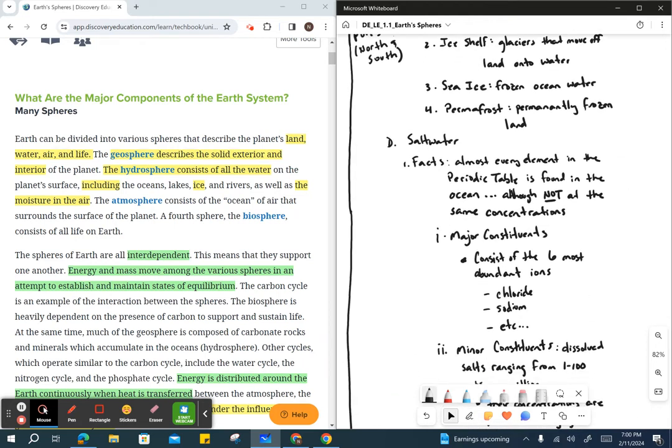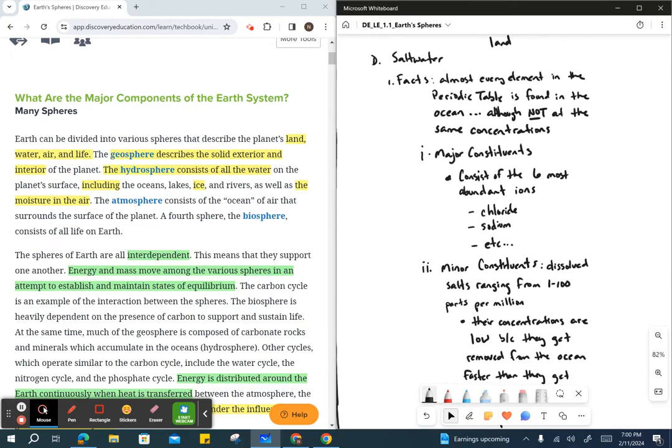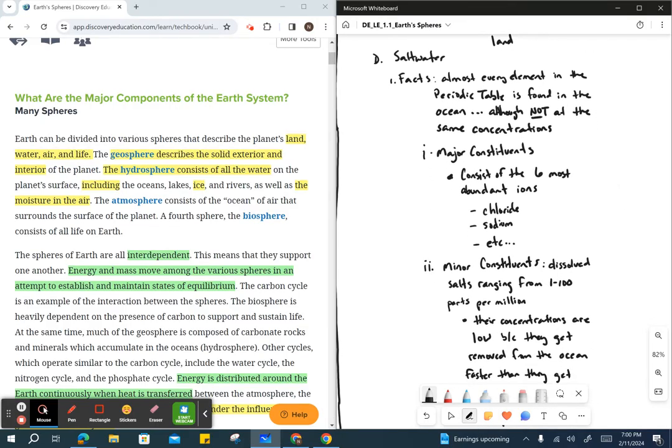Okay, so saltwater. Let's break saltwater down a little bit more here. Interesting. Almost every element in the periodic table can be found in saltwater. Maybe not to the same level, same concentrations, though. In fact, you have some that we call your major constituents. There's about 6 of those. I just gave you the top 2, chloride and sodium. That makes sense, right? Salt. Refer to your text for the other ones.